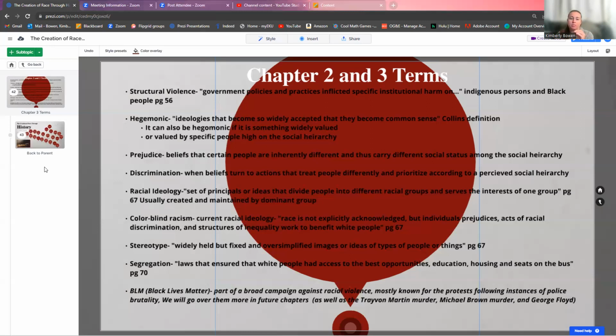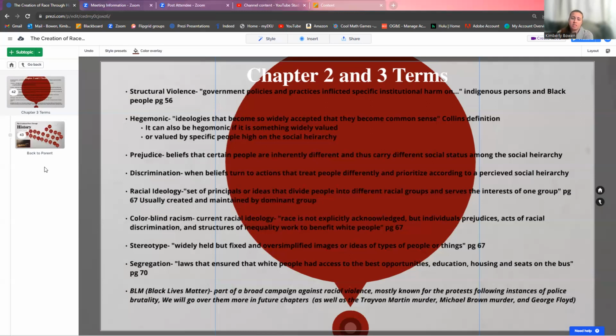it can also be hegemonic if it is something that is widely valued and not just made common sense, but something that is incredibly valued, whether it's true or not, and/or valued by specific people high on the social hierarchy. So if a specific set of people have deemed it something of value, it can become considered this common sense ideology, but not necessarily be something that is actually common sense.